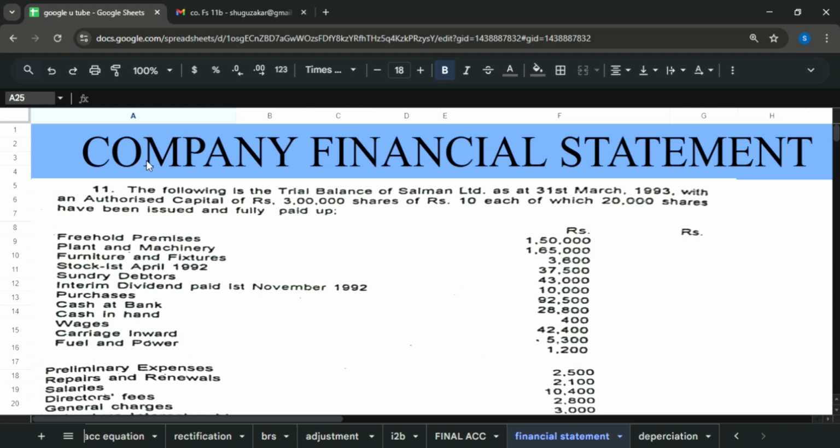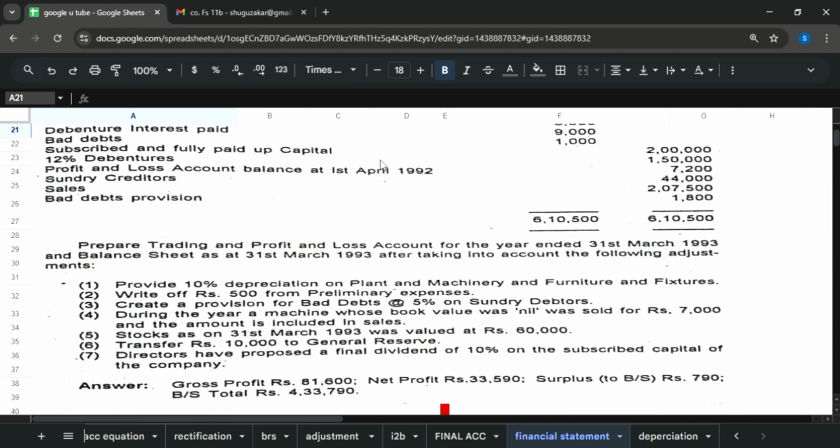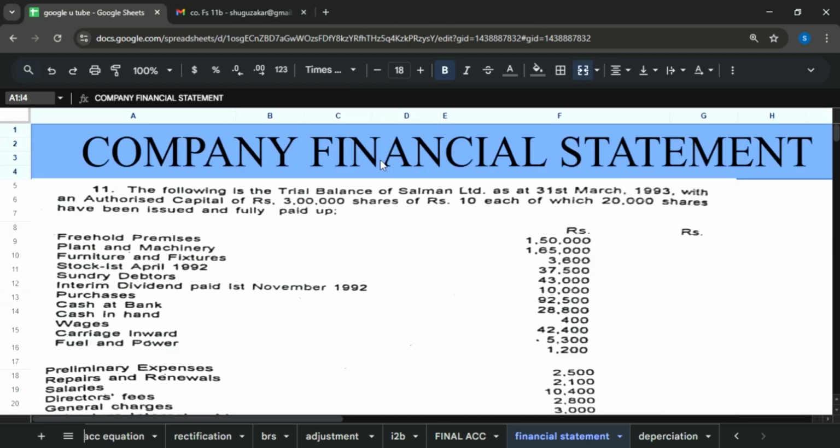Today's target is to solve question number 11. The chapter which we are related with is company's financial accounts. As usual, we are here with this question. The shape and overview of the question is a little bit similar.